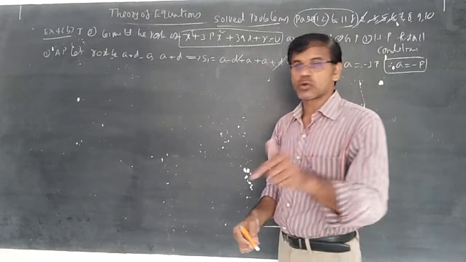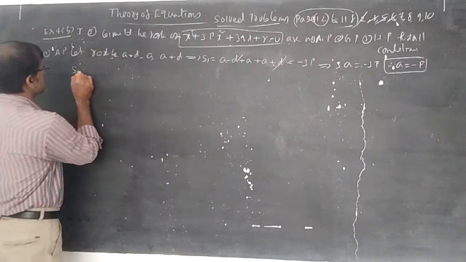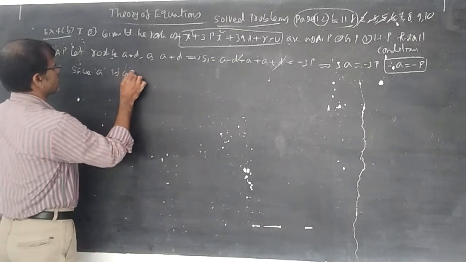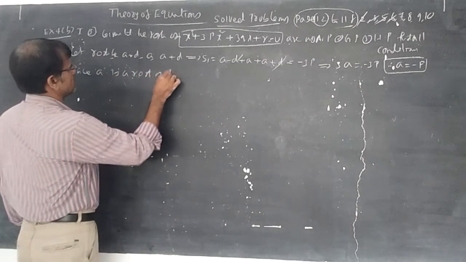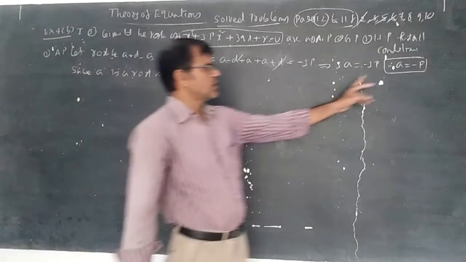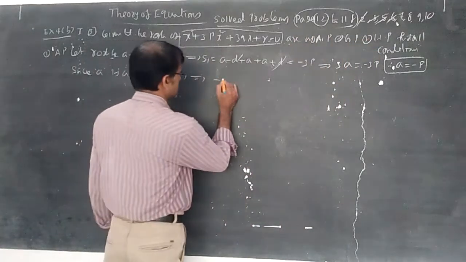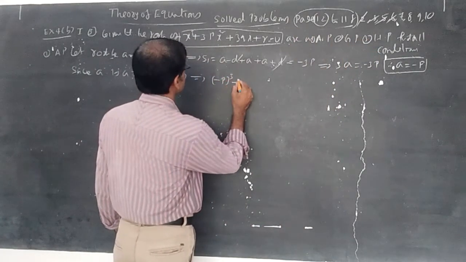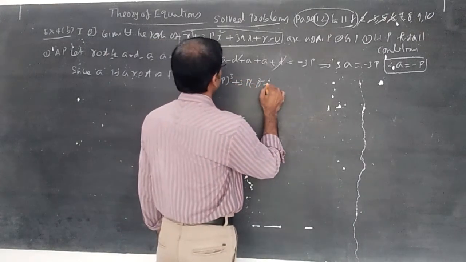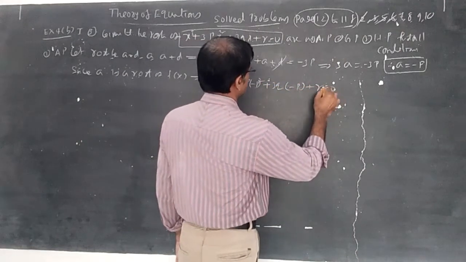Since a is also a root among the three roots of the given cubic equation, since a is a root of f of x, you can substitute the value minus p in the given equation and you will get the condition. Here you can write minus p cube plus 3p into minus p whole square plus 3q into minus p plus r equal to 0.